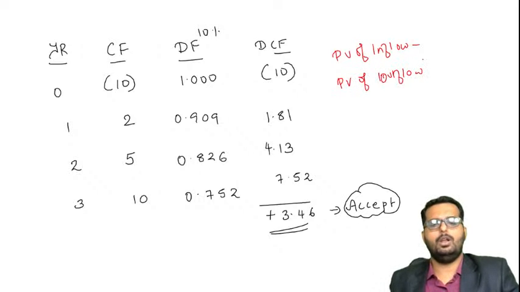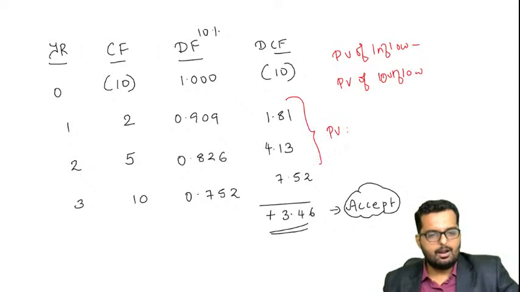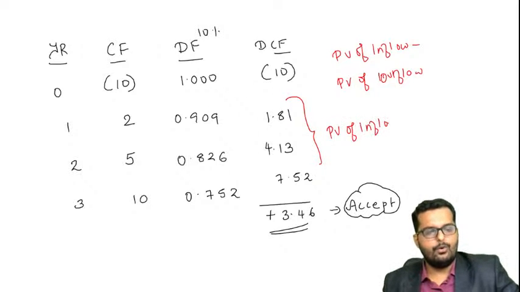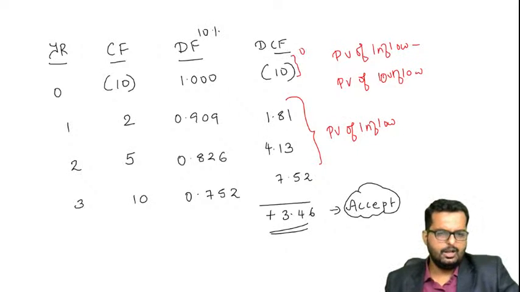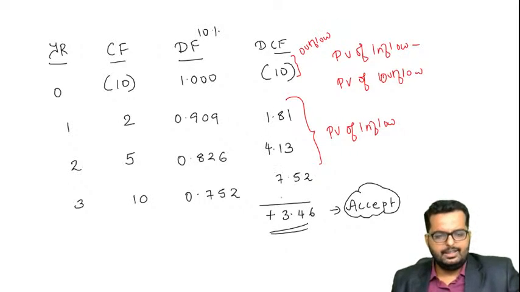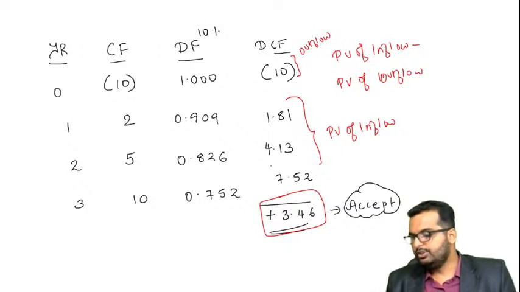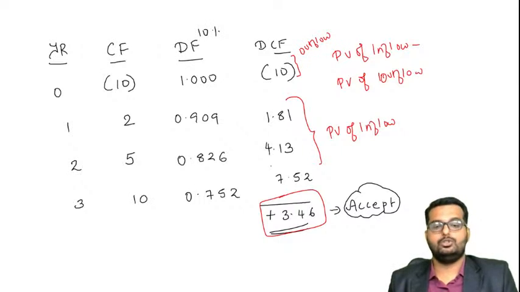Everyone please repeat the formula. Present value of inflow minus present value of outflow. These three things are present value of inflow. This is what present value of outflow. So this way we get the NPV as plus 3.46 and hence what are we supposed to do? We should accept the project.